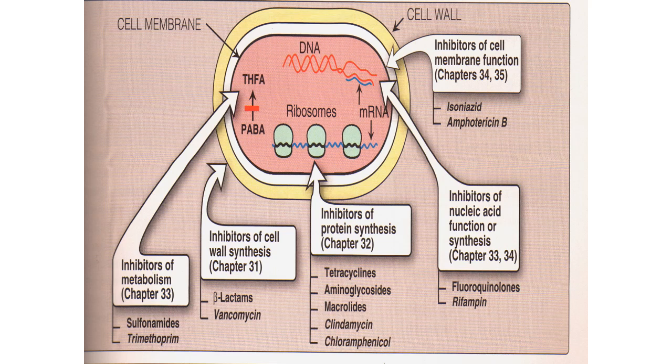This figure shows the bacterial cell with the sites of effect of antibiotics. We have the cell wall and the cell membrane, as well as protein synthesis inhibitors that affect the ribosomes, and some antibiotics affect the DNA or RNA. Others affect the metabolism process.